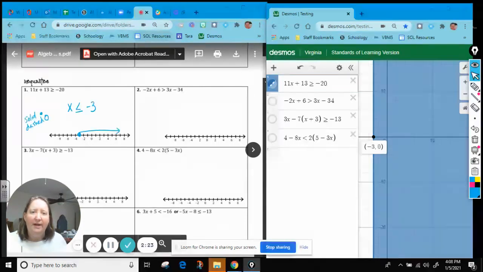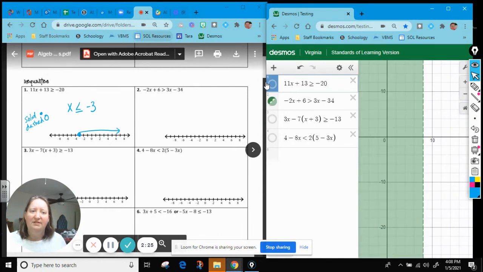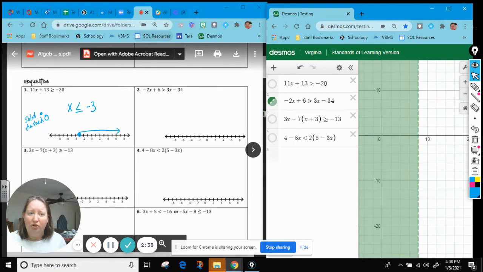Okay, now let's try another one. Let's get rid of that one and take a look at this. How would we read the answer to this question? Well, we notice that it's a dashed line. So that's something that's important. That means it's an open circle, right?